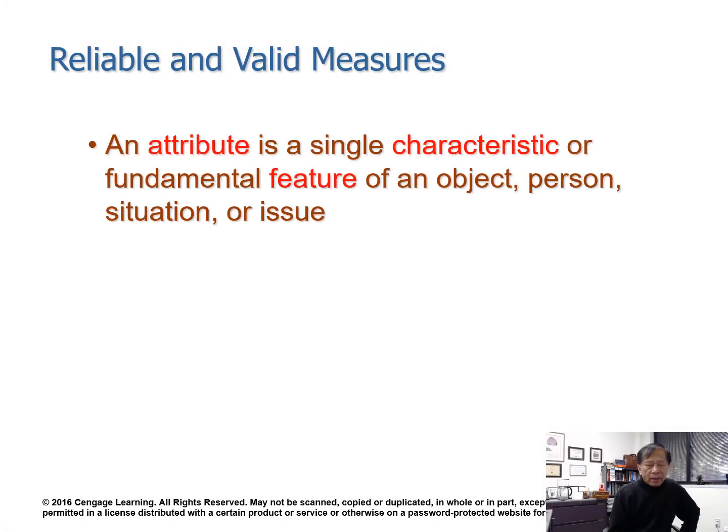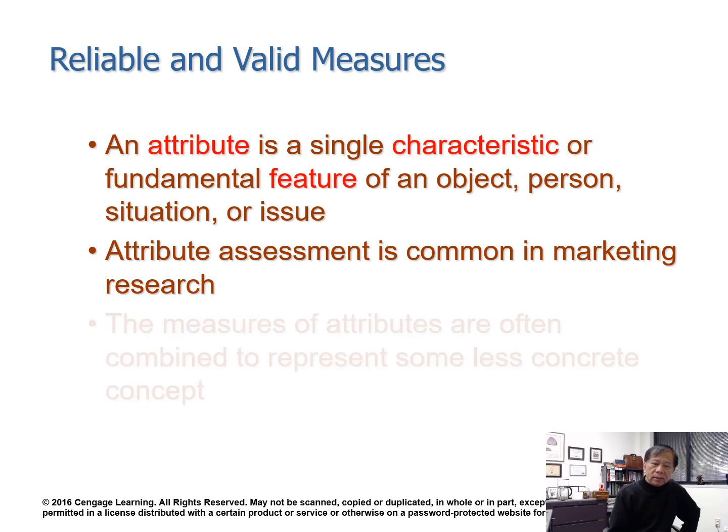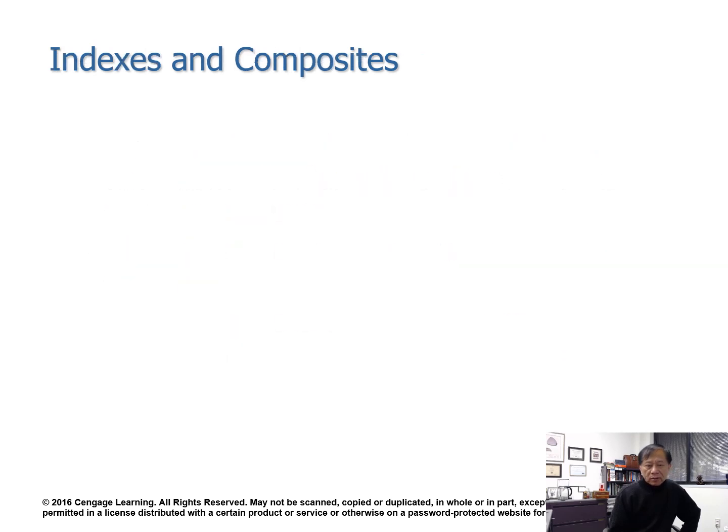Reliable and valid measures. Let's start with the term attribute. An attribute is a single characteristic or fundamental feature of an object, person, situation, or issue. Okay? Attribute measure assessment is common in marketing research. Attribute assessment is about a single characteristic or fundamental feature of an object, a person, or a situation. The measures of attributes are often combined to represent some less concrete concept. Okay?